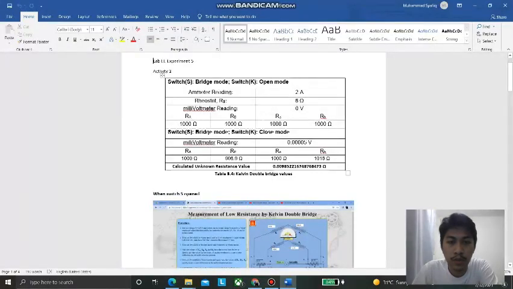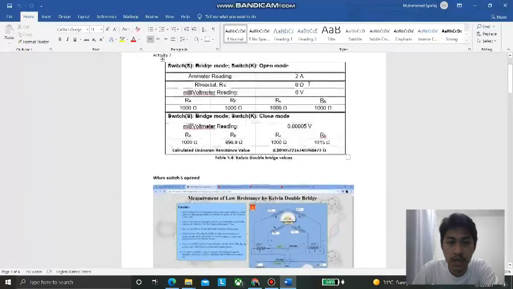So what will happen in the open mode first here? When the switch K is open, our ammeter reading will show 2 ampere. Our rheostat RS is 6 ohms and our millivolt meter reading is 0 volts. So the resistor of the 4 resistor RB here is 1000 ohms.